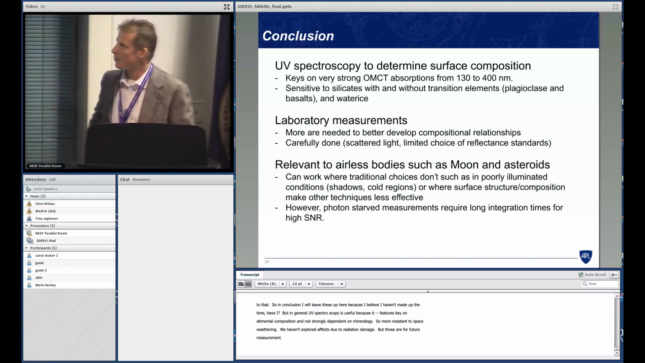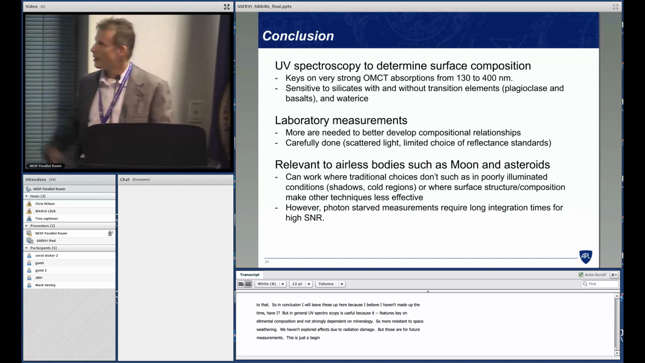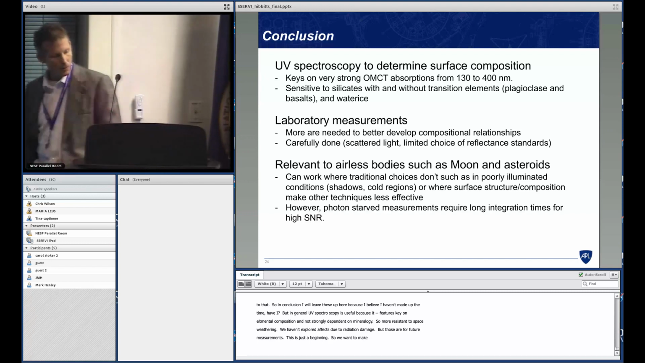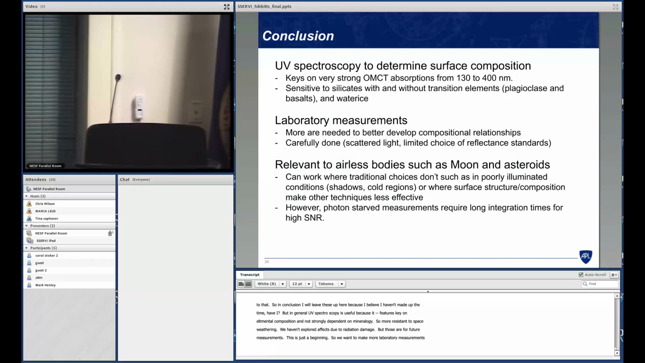This is just beginning, so we want to make more laboratory measurements. And we think it's quite relevant to asteroids and meteorites. Oh, and the moon. Thank you, Carl.